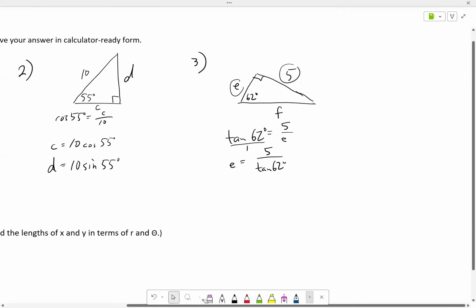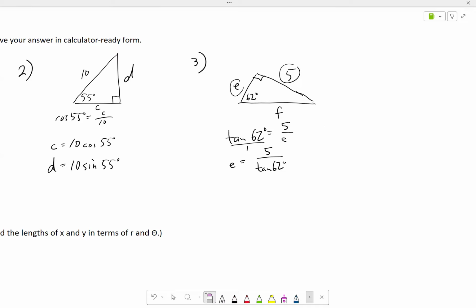For F, Max can't help us today. But L can. How do you get F? For F, you would do, oh shoot, I didn't do this one. Well, you can do it now, though. Yeah. F, you can do, can you do the tangent of 62 again if you will?